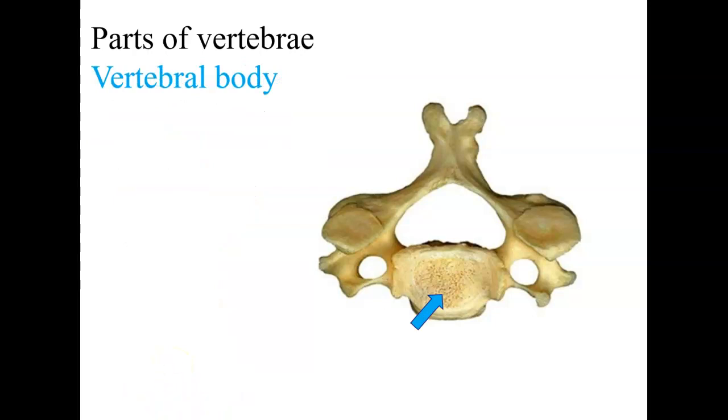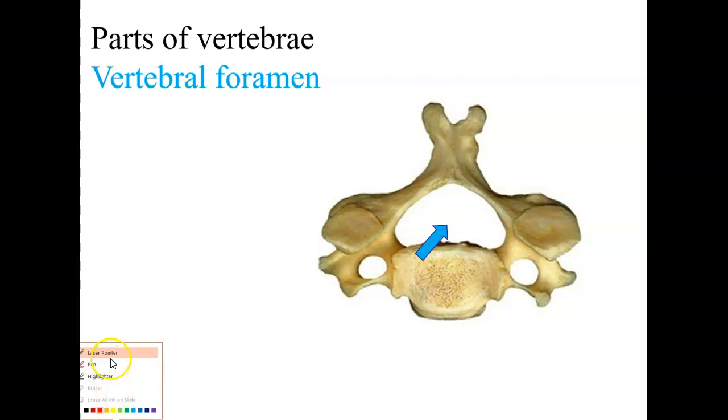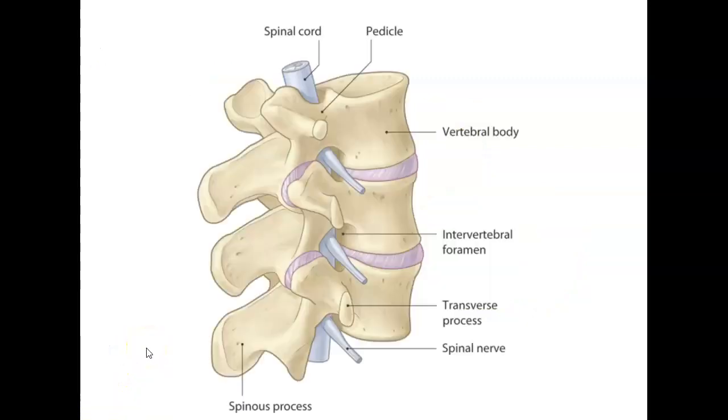All right, so the bulky main process here is going to be called the vertebral body. So this is the body of the vertebra, and it supports the weight of the body. So as you go down the vertebral column, these vertebral bodies get bigger and bigger as they have to support more and more of the body's weight. This main hole that you can see here in the middle of the vertebra is going to be the vertebral foramen. And the vertebral foramen is going to house the spinal cord. So that's what the spinal cord travels through as it goes out of the brain and down through the vertebrae.